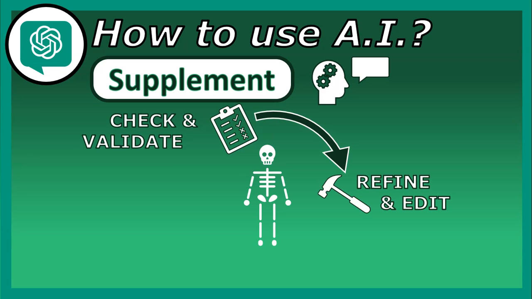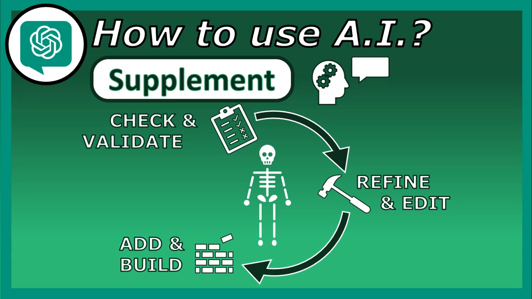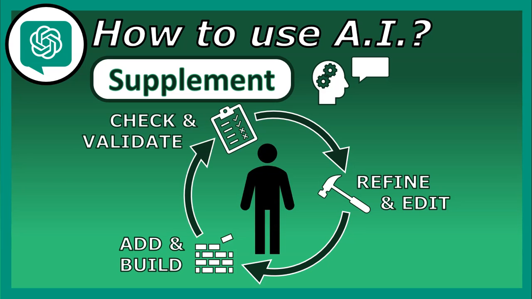And then refine and edit content that is not appropriate for what you have in mind. And then add and build to the existing framework the rest of the content that you can create yourself. Continue this process until you have completed the task according to your goal. By following this process, not only will you get the most from AIs like ChatGPT, but also talk about your process to your students so they can learn best practices when using AI.